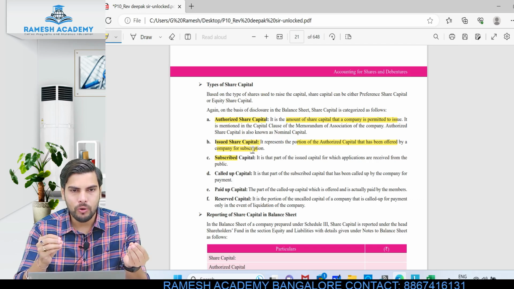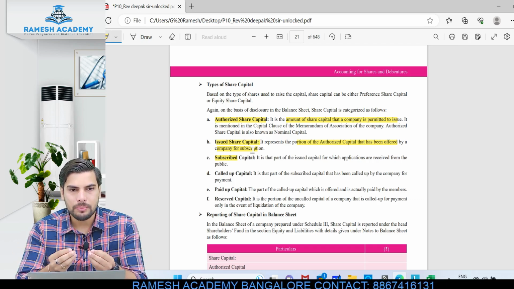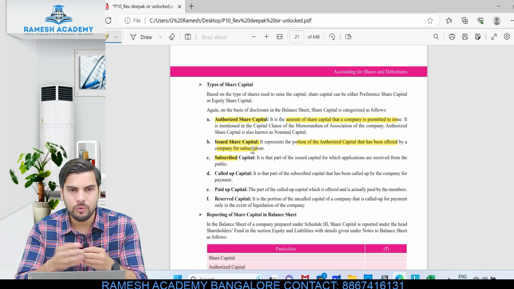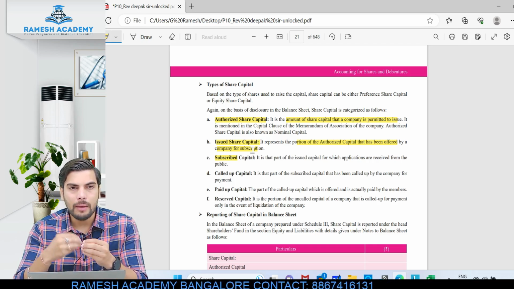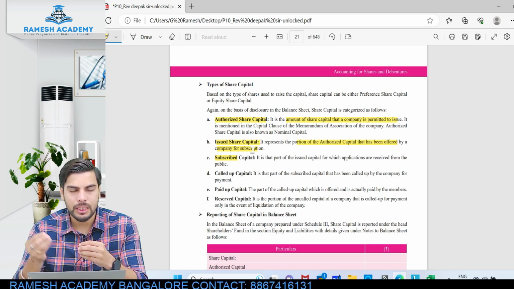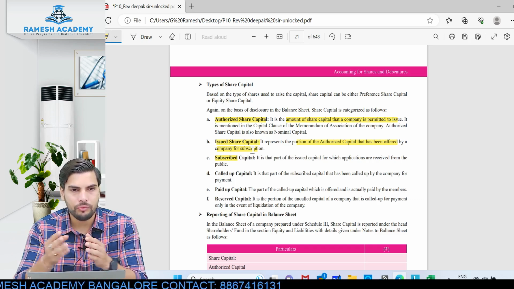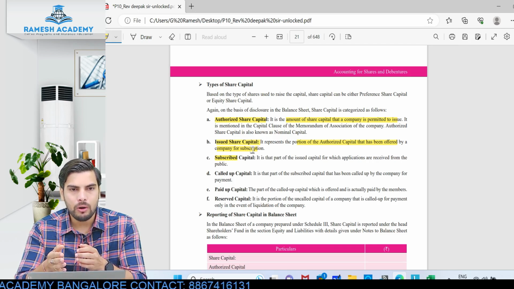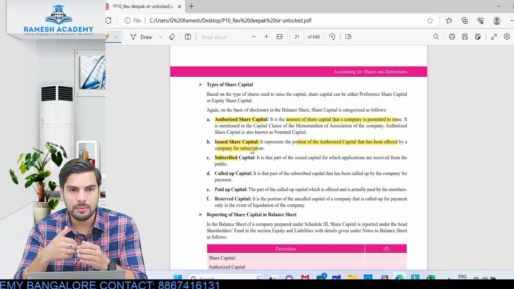I issued 4 lakh shares, public came and subscribed exactly 4 lakh shares. This is full subscription. Now I am issuing 4 lakh shares, the company is issuing 4 lakh shares, public subscribed only to the extent of 3 lakh shares. This will be called as what? This will be called as under subscription.